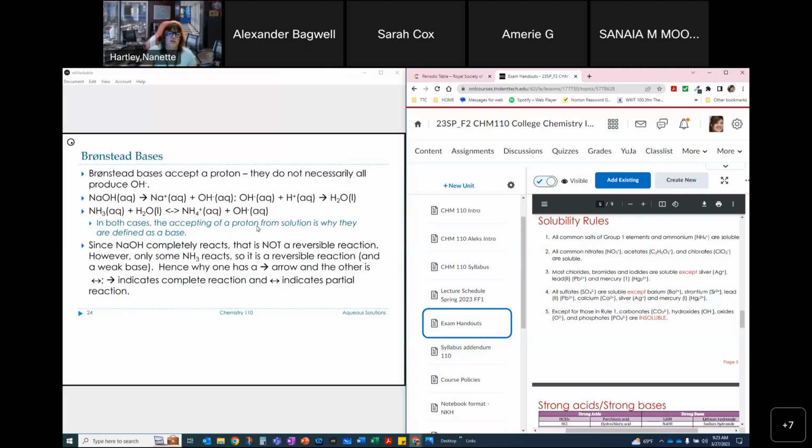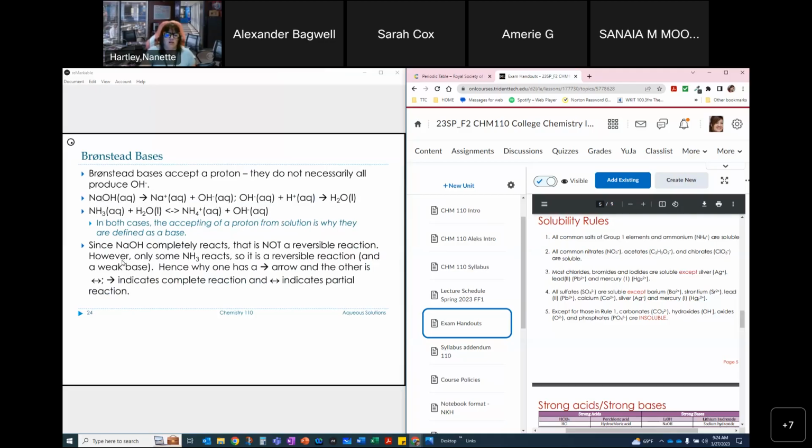Okay. Since NaOH completely reacts, this is not a reversible reaction. Notice we have the single-headed arrow. NaOH is only Na plus and OH minus in solution. So if I know the concentration of this, I will know the concentration of Na plus and OH minus. We'll need to be able to talk about it.